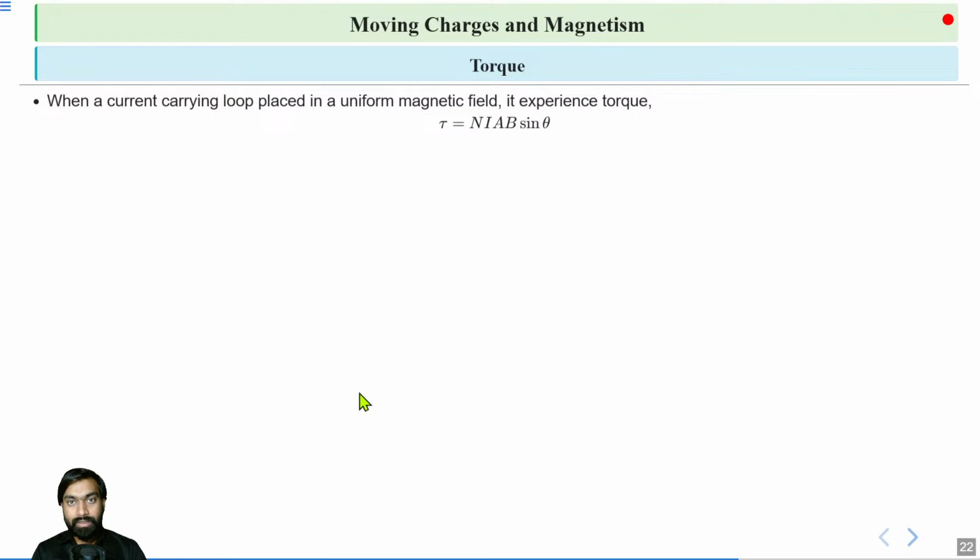If we talk about the mathematical expression, we can say torque tau equal to NIAB sine theta. So the magnitude of the torque tau experienced by a loop with N turns, current I, area A, placed in a magnetic field of strength B at an angle theta between magnetic moment and magnetic field, the formula is tau equal to NIAB sine theta. Here NIA is called the magnitude of the magnetic dipole moment M of the coil.